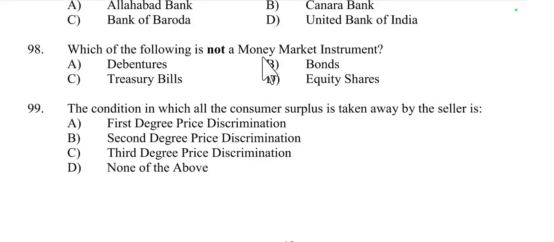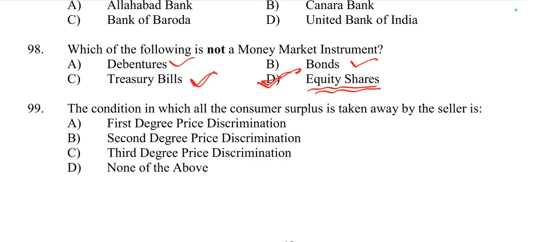Which of the following is not a money market instrument? Debenture? Bonds? Treasury bill? This is a money market instrument. Then the fourth one is equity share. Equity share is not directly a money market instrument. So option D is right here because equity shares are not considered a money market instrument.